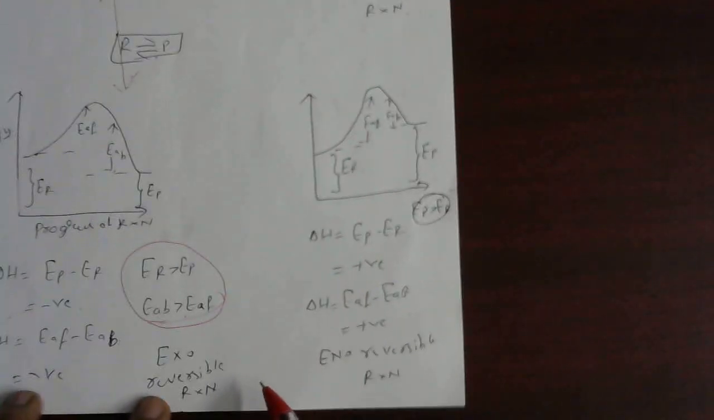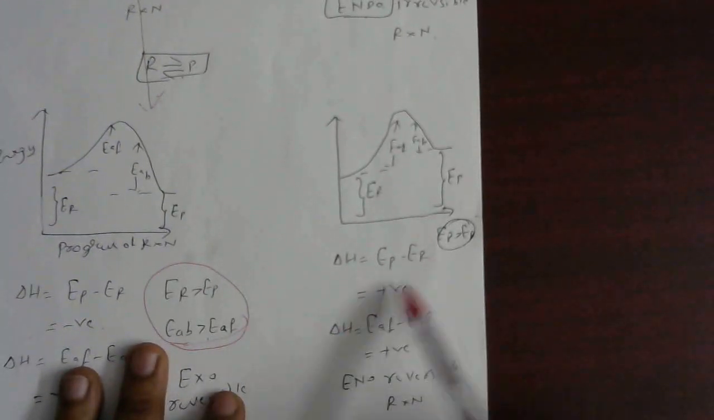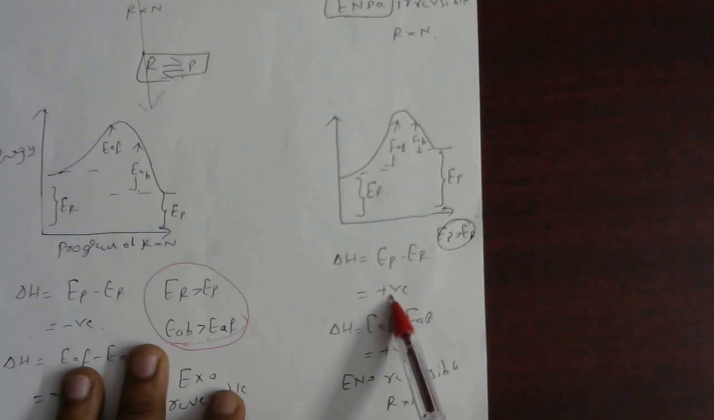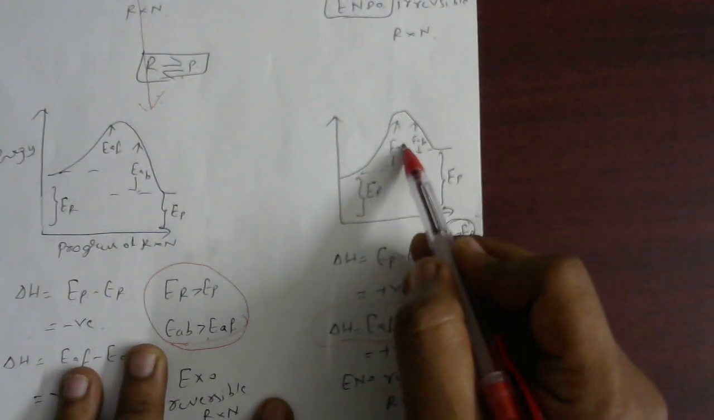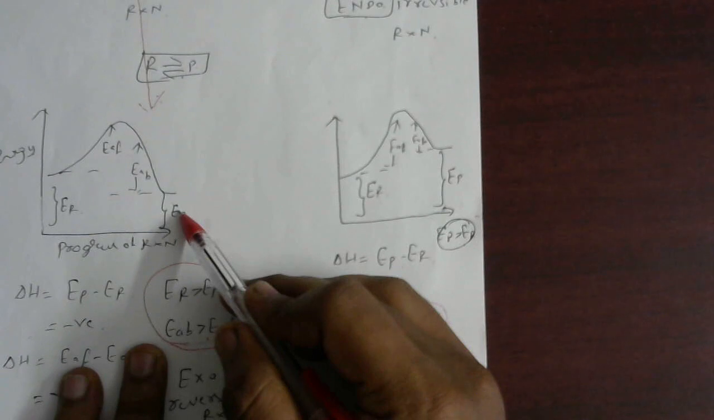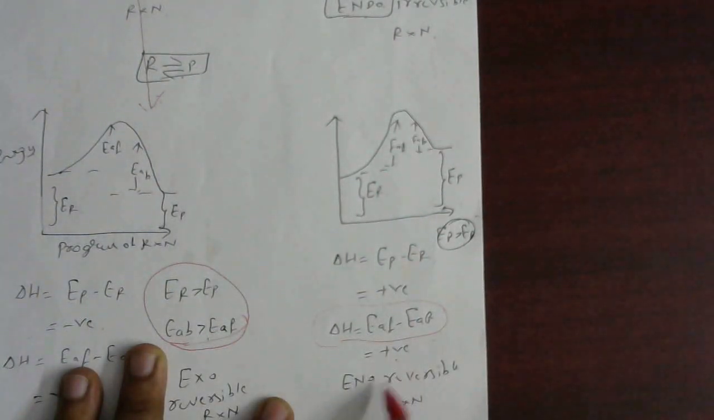And let's come back to the side case. Delta H positive, and frame here in such a way that you have to get positive. Okay. Here which is greater? EAF is greater. Here EAB is greater. Okay. So here positive, this is nothing but endothermic reversible reaction.